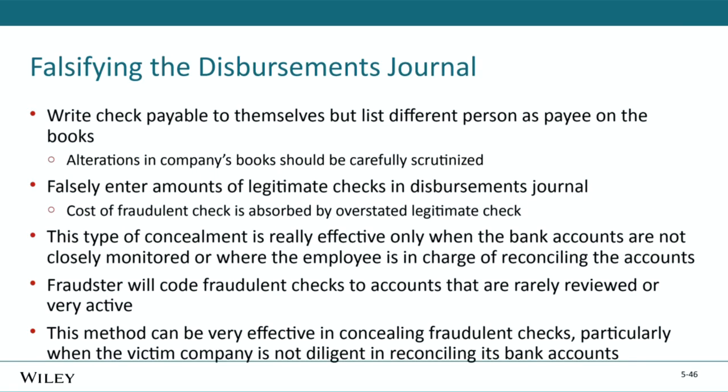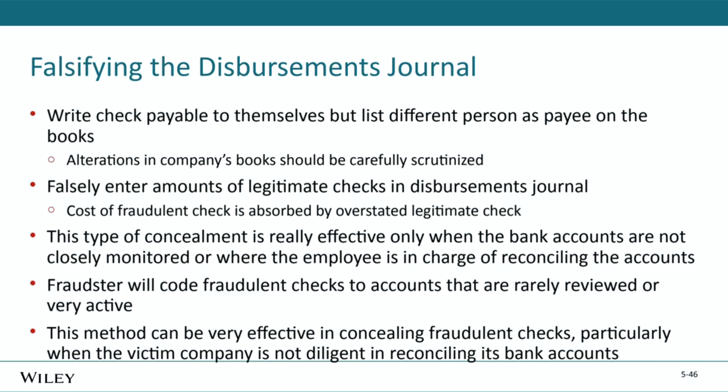But then you may also need to falsify the disbursements journal. You write the check payable to yourself, but you list a different person in the books. Any alterations in the books should be scrutinized. Falsely enter amounts of legitimate checks in the disbursements journal, and the cost of the fraudulent check will be absorbed by an overstated legitimate check.